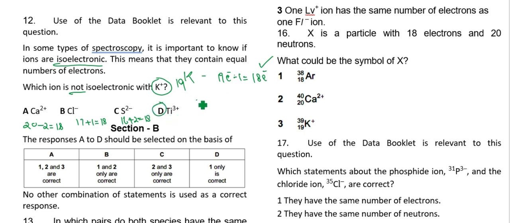Titanium, the atomic number of titanium is 22. With 3 positive, meaning 3 electrons are lost, so the answer is 19, not 18. So that is why D is our right choice.